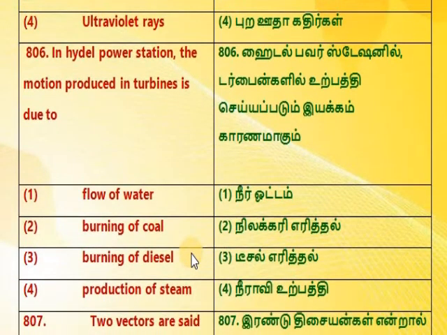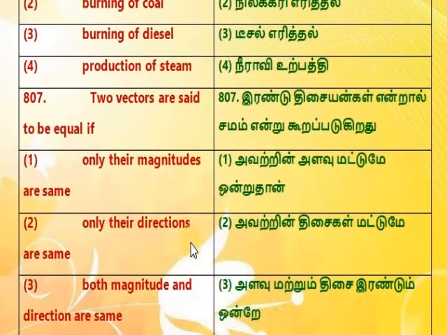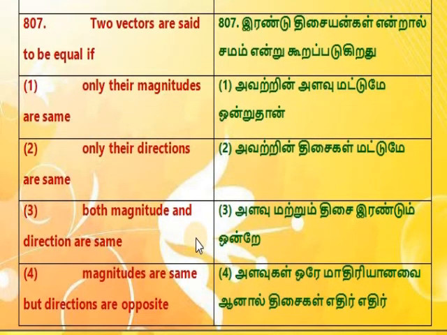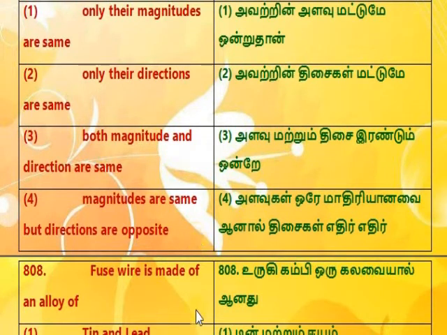806. In Hydel power station, the motion produced in turbines is due to, 1. Flow of water, 2. Burning of coal, 3. Burning of diesel, 4. Production of steam. 807. Two vectors are said to be equal if, 1. Only their magnitudes are same, 2. Only their directions are same, 3. Both magnitude and direction are same, 4. Magnitudes are same but directions are opposite.